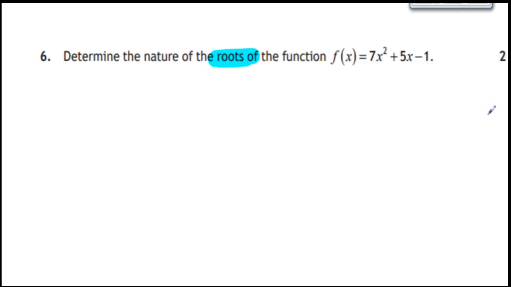Question 6. I want to determine the nature of the roots of the function. As soon as you see nature and roots, you're thinking about the discriminant. So you're thinking about b squared minus 4ac. Now, we will look at the quadratic equation and we'll decide which one is A, which one is B, and which one is C. So, write down the side of your page A, B and C. Go back to your equation and we'll fill in those answers.